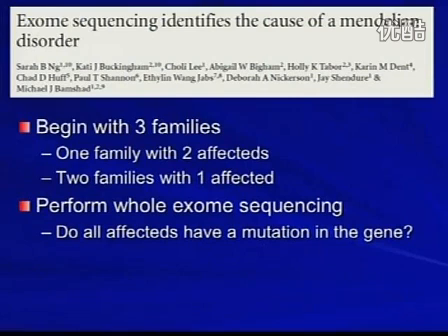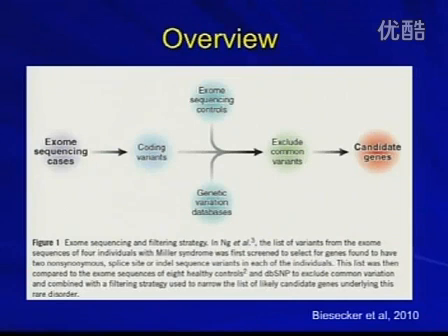So what they did is they started with the 3 families that they had. One family had 2 affected individuals, and in the other 2 families, historically there had been more than 1 person with Miller syndrome, but they only had DNA on 1. So they're doing whole exome sequencing on 4 samples, 2 from one family and 1 each from the 2 remaining families. What they were going to look for is these affecteds sharing either mutations, not the same mutation, but mutations in the same gene, if it's dominant, or 2 mutations in the same gene across families.